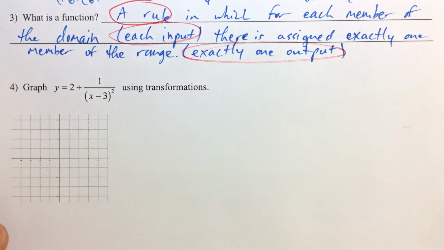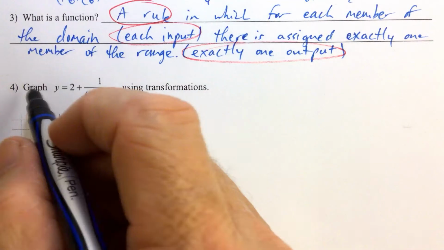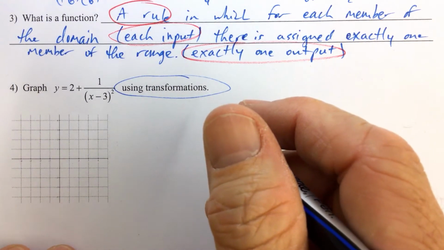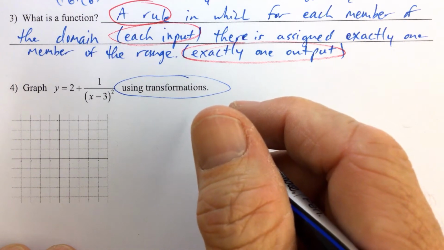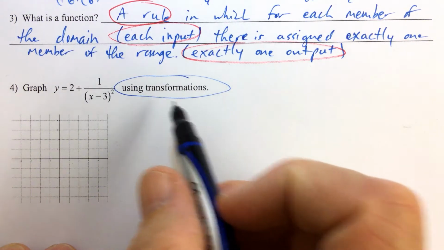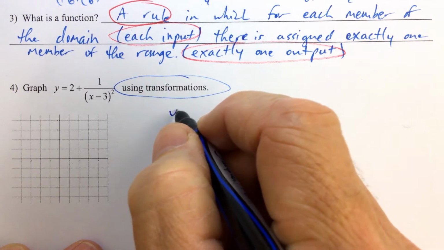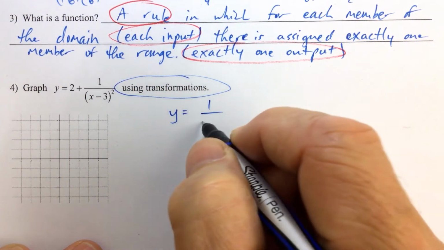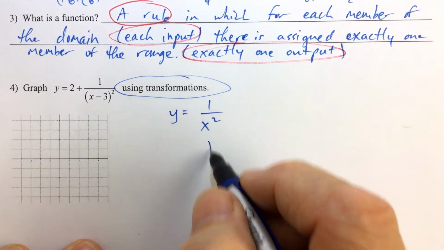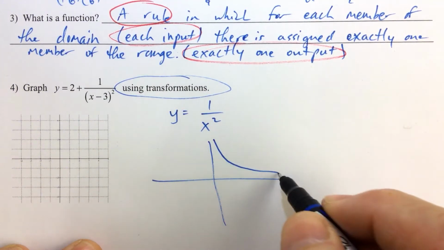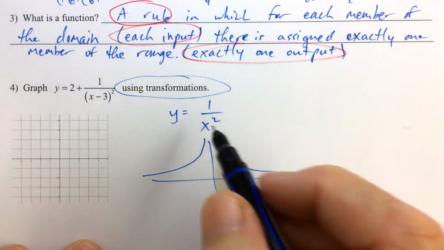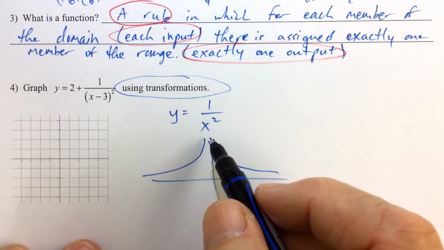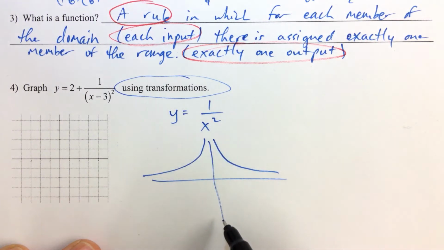So for number 4, using transformations. This is the key, using transformations, not using factoring and finding x-intercepts and things like that. We're supposed to recognize here the parent function to this function would be y equals 1 over x squared. You're supposed to know it looks like this. And when we have a factor of x in the denominator, that means that x equals 0 would be a vertical asymptote.